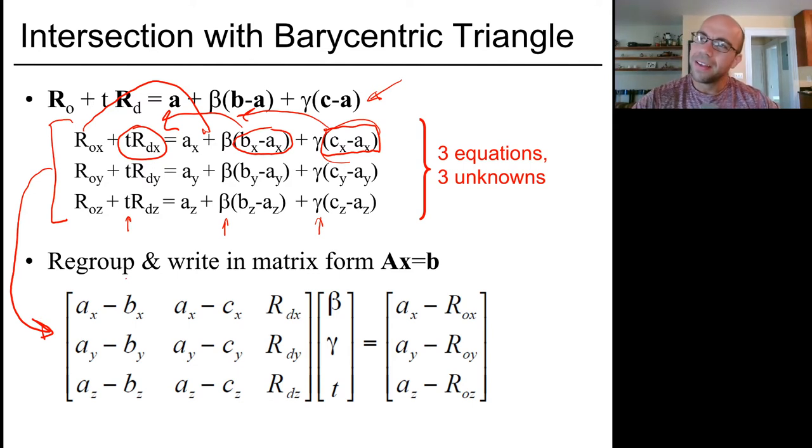Okay. So now we have a 3x3 system of linear equations. If we want to intersect a ray with a triangle, all we have to do is invert, right? So if we call this matrix M, and this is our unknowns, maybe this is X and this is B, then we just want to write x is equal to M inverse times b. That's it, just like we're used to in linear algebra class.